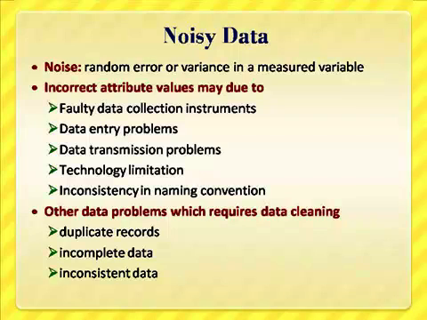Noise is just a disturbance in a measured variable, which has an incorrect attribute value. These incorrect attribute values may occur because of a faulty data collection instrument, or a data entry problem, or a transmission problem, or a limitation of the technology, or because naming conventions are not consistent. Sometimes we may come across data problems which require data cleaning, such as the presence of duplicate records, incomplete data, or inconsistent data.